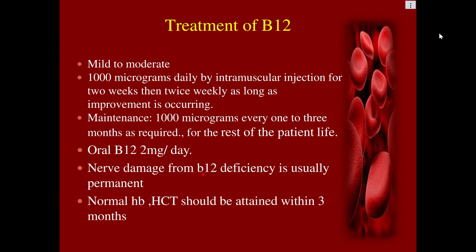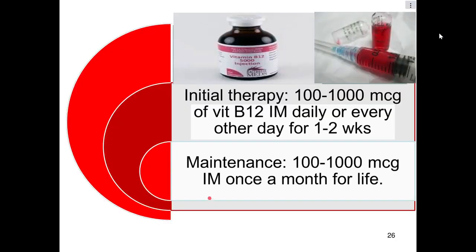Nerve damage from vitamin B12 deficiency is usually permanent, okay? So this one cannot be salvaged. And you should be able to see the normal HB and hematocrit within 2 to 3 months. So we said 100 to 1,000 micrograms of vitamin B12 daily, weekly, or every other day for 1 to 2 weeks. Maintenance is about 100 to 1,000 micrograms once a month for life. Okay.